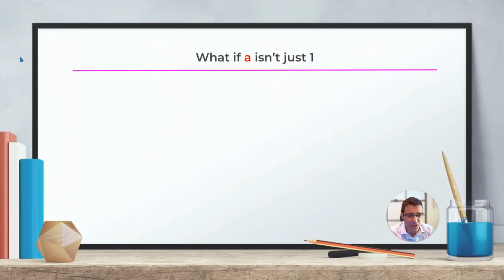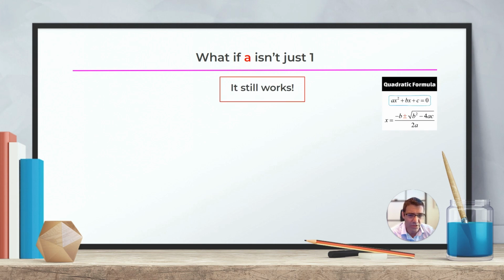What if a isn't just 1? Like what if we have 2x squared or 3x squared or 4x squared? Well, the formula still works. So we need to know how to deal with that case.